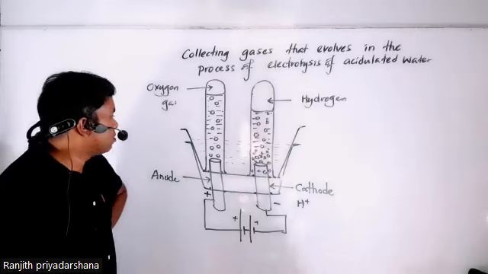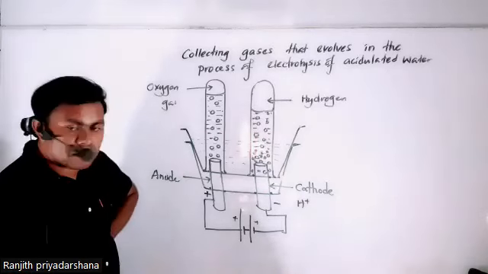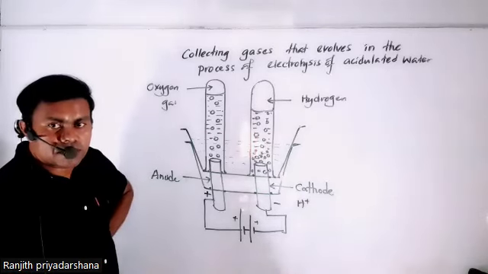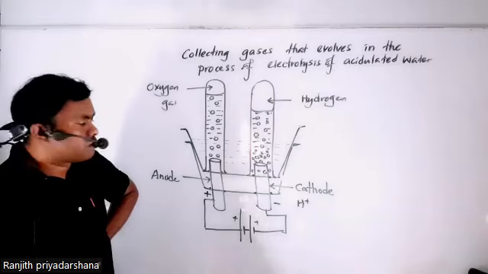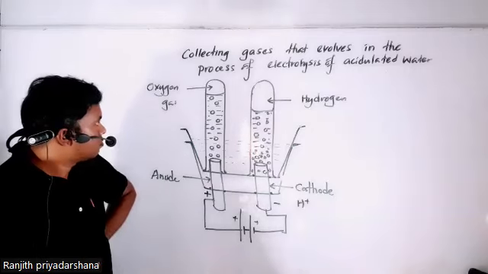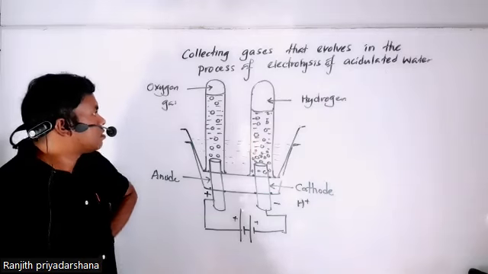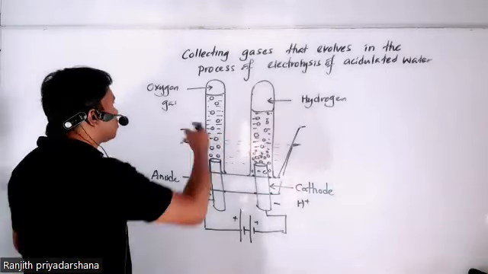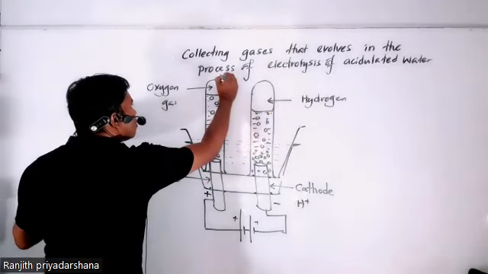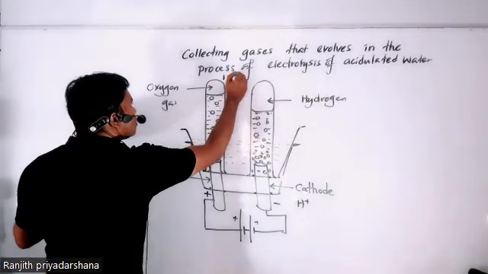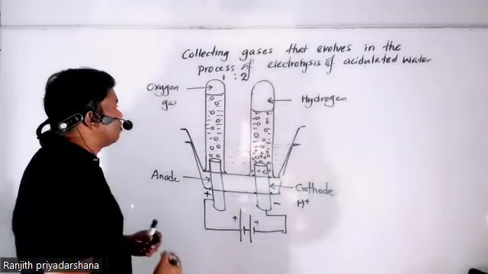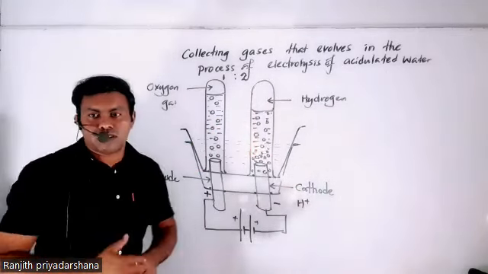Okay, draw this setup and send me okay when you have completed this. So the ratio between oxygen to hydrogen, you can see that's 1 to 2. The volume ratio also equals that, 1 to 2.